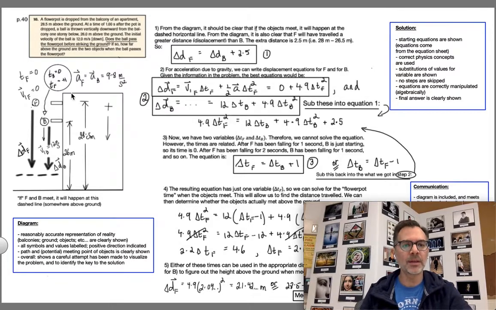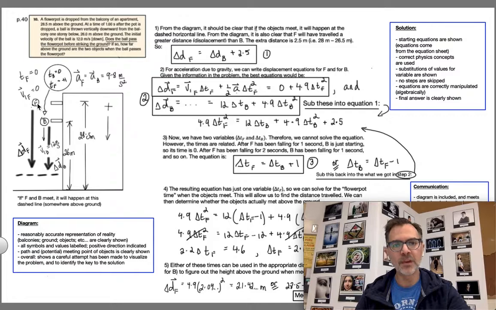The question I'm going to use to illustrate this is number 10 on page 40. So in this question, there is a building, which you can see by this rectangle here. 28.5 meters above the ground is a balcony, and a flower pot, F, is dropped at time 0. There's another balcony below it, 26 meters above the ground, and on that balcony there's a ball, which is not dropped, but it's thrown downward 1 second after the flower pot was dropped.